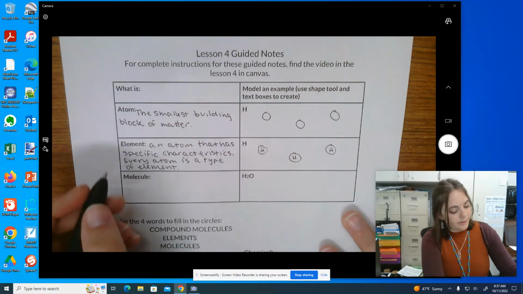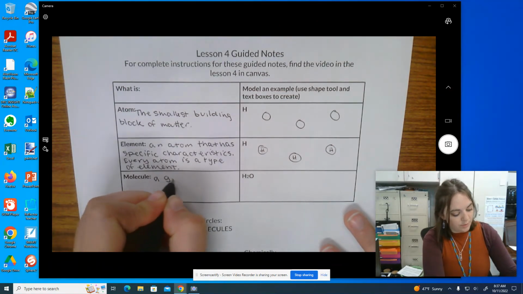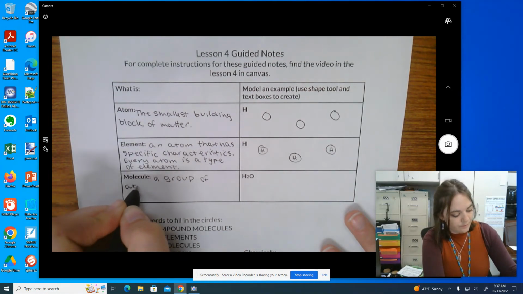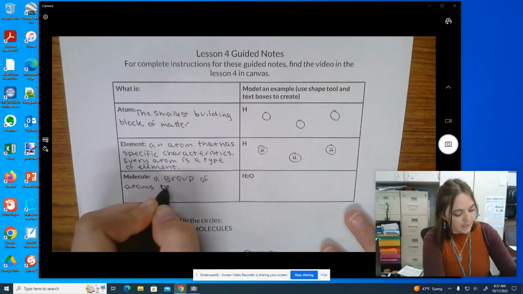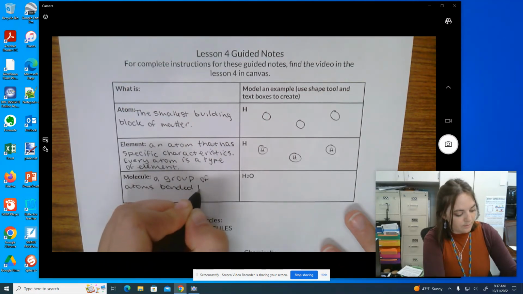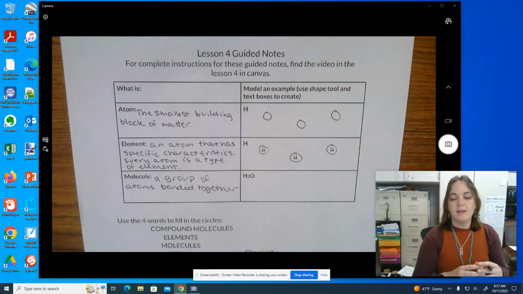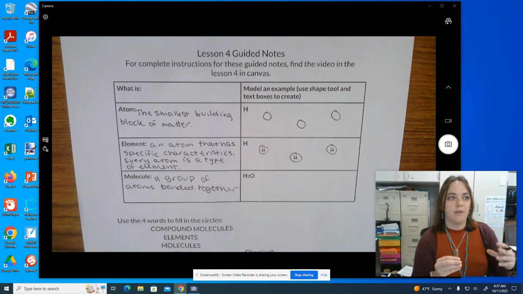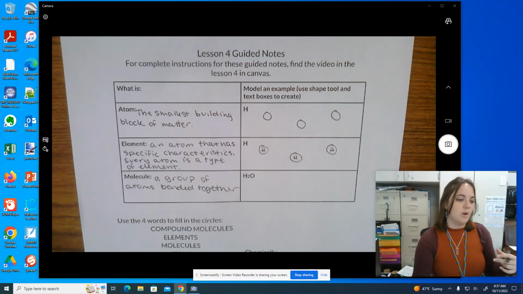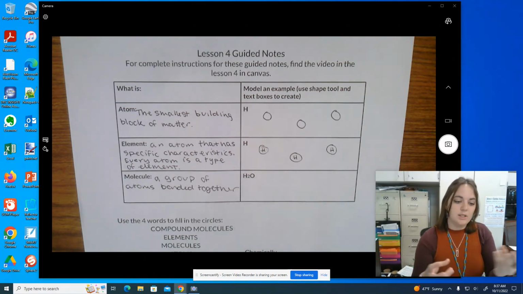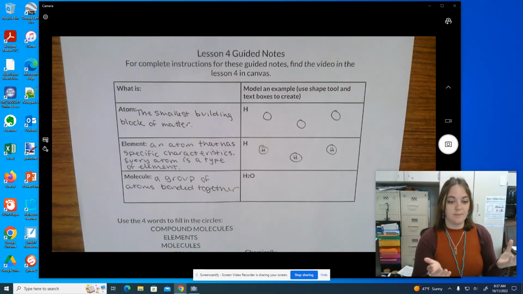Okay, now a molecule is a group of atoms bonded together. It's like taking flour and sugar and eggs and water and making cookies, right? I know that's not all that goes into cookies, but those would be examples of a recipe where all these different things, they look different and they have different characteristics, but when you put them together, it creates something new.